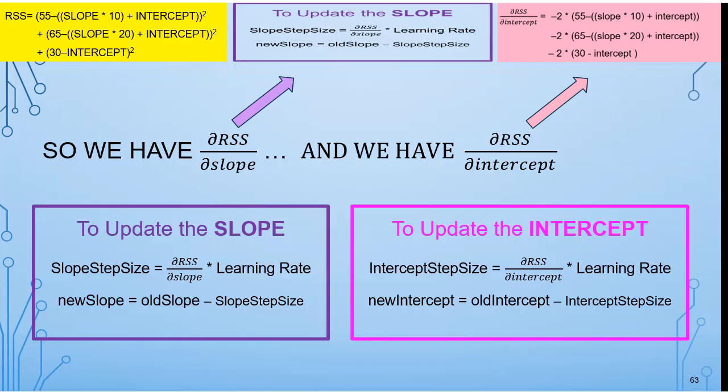So now what we're going to do is we are going to have two equations. We need to update the slope and we need to update the intercept. And so we have a new value for how we tweak our slope, and we have a value for how we tweak our intercept.